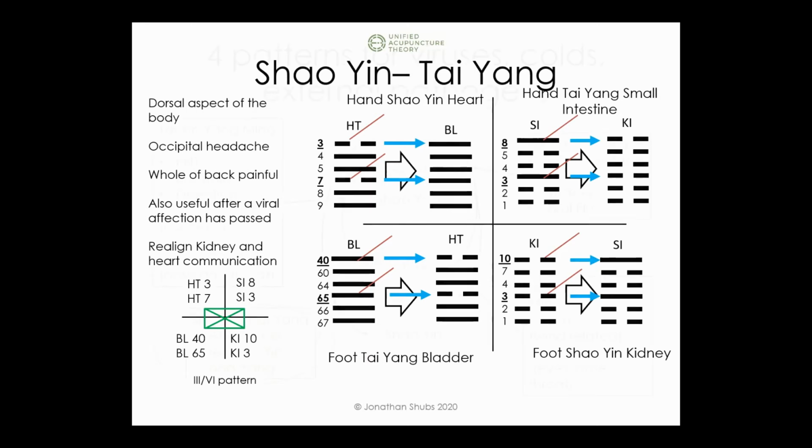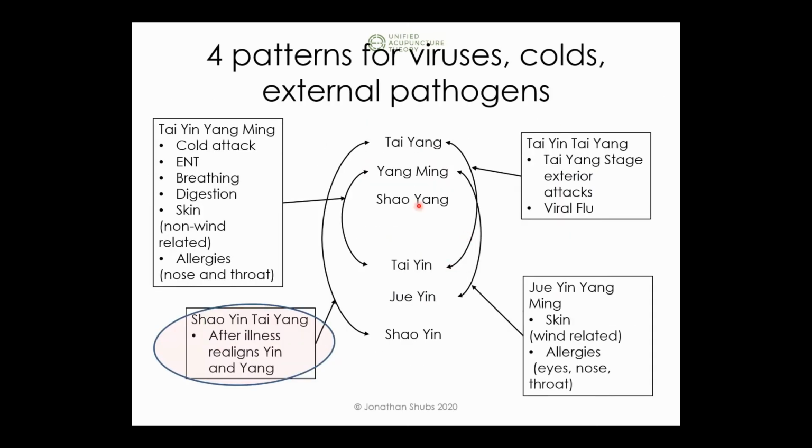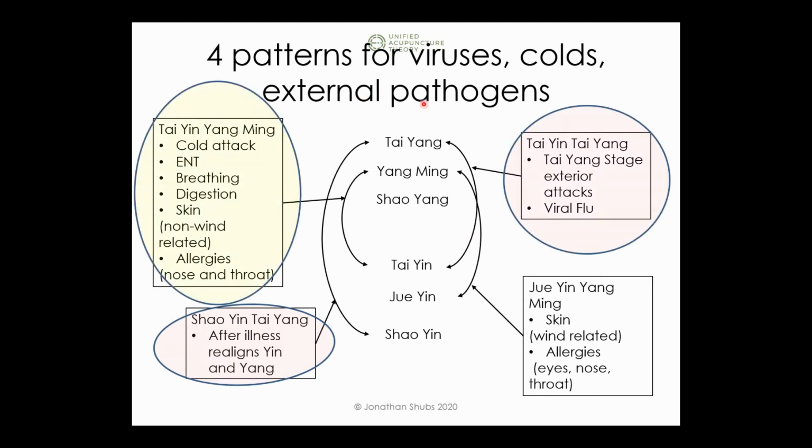And you can see that really well here. Normally we have 4 different possibilities when we're talking about viral infections in the I Ching. Here you can see the 3 levels of yin and the 3 levels of yang. The first one we looked at was Tai Yin to Yang Ming. This was when we were dealing with the Wei Qi, looking at cold attacks, ENT, breathing, digestion, and the possibility that we need to build up the Wei Qi in the body.